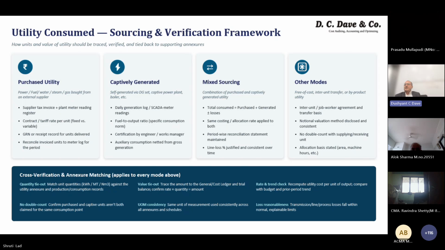In case of a purchased utility, you are simply taking the supplier tax invoice or a contract tariff rate per unit, in case you have a long PPA, or GRN, and reconciling invoice units to the meter. It's just like your house electricity bill. Whatever units it shows in your house, you should reconcile every month. You should see your electricity bill and compare the units consumed rather than the rate. It will give you an idea of how many ACs you are running in your house, or how many times your washing machine ran, and so on. The same thing applies to the factory as well.